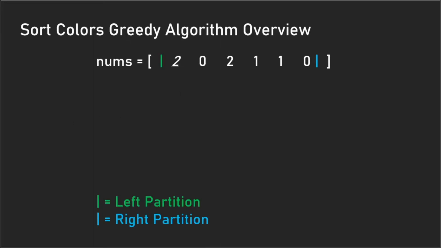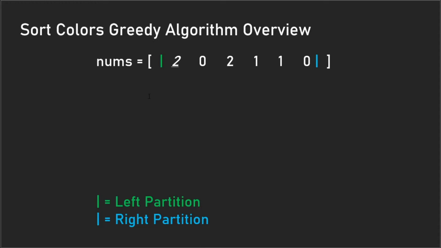So what we want to be doing instead is using the greedy two-pointer algorithm. In this algorithm, you have two pointers, or rather two partitions, whichever you want to call it. The left partition starts at the beginning of the array, and the right partition starts at the very end of the array. And you're going to loop through the array.